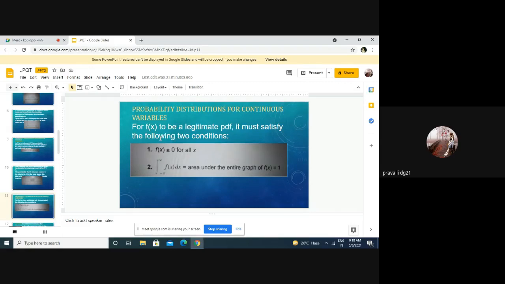For f(x) to be a legitimate PDF, it must satisfy the following two conditions. First, f(x) is greater than or equal to 0 for all x. Second, the integral from minus infinity to infinity of f(x) dx, the area under the entire graph of f(x), equals 1.